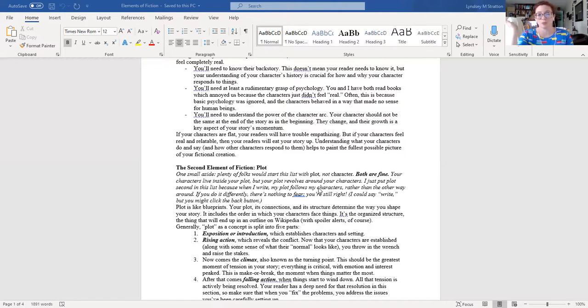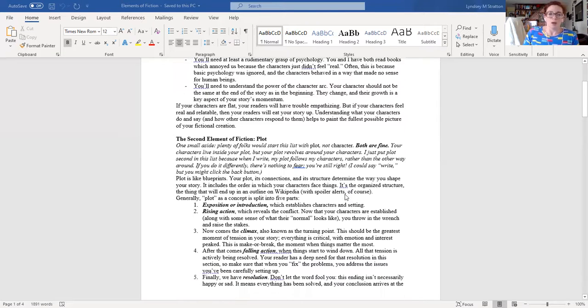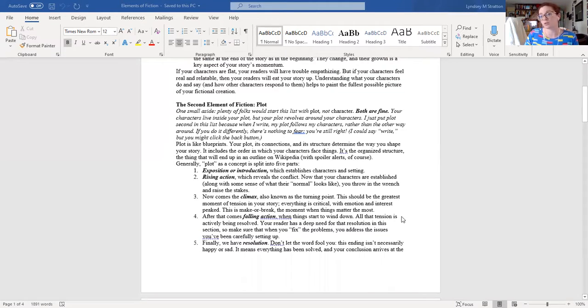So plot is the blueprint. The exposition, the introduction: we started with her name was Connie in this most recent one. This is what we've learned throughout all of our years in school: rising action, climax, falling action, and of course the resolution. The resolution for our story was that we don't really know what happened to Connie.